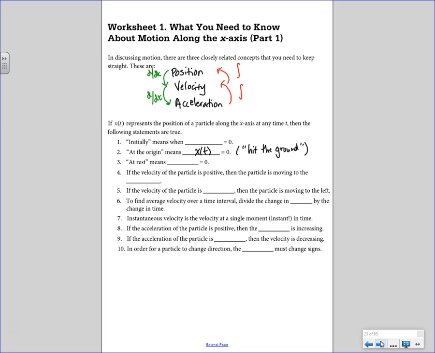Initially, T equals 0. Good. That's when time is 0 at the very beginning of the situation. Now, the very beginning might be 10 a.m., but we'll still say T is 0 because that's our reference point. And then like 2 hours later, then T equals 2, etc., etc., etc. So initially is when time equals 0.